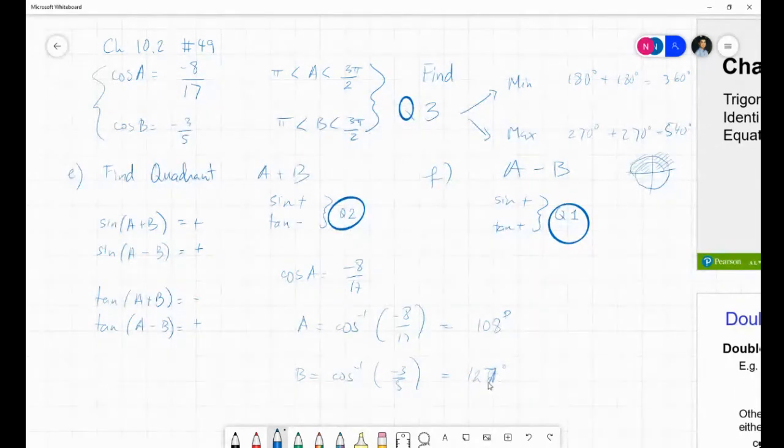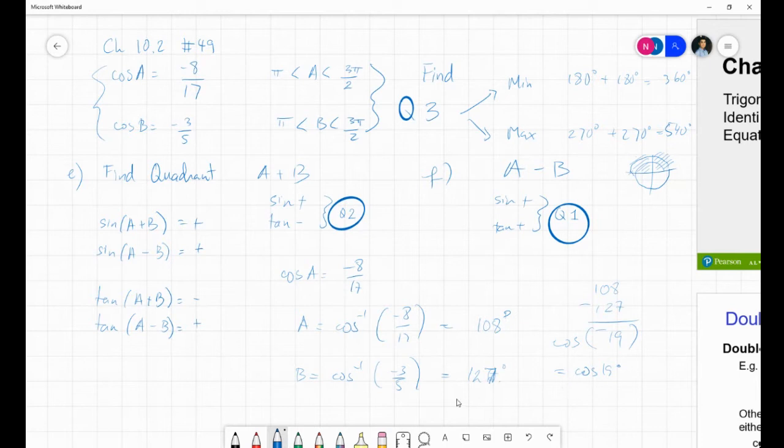All right, if you take A minus B, 108 minus 127, you get negative 19 degrees, right? Yes. But remember that cosine is an even function, so that's the same thing as cosine of 19 degrees.